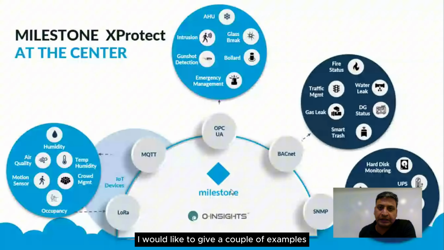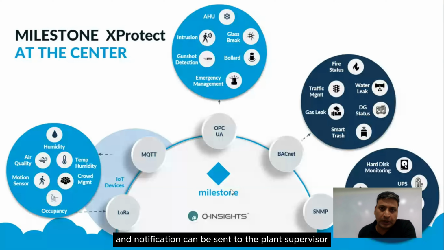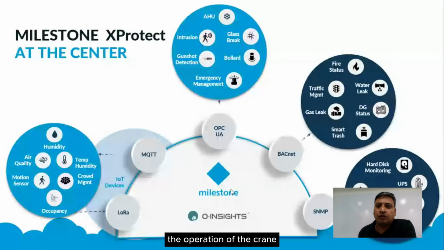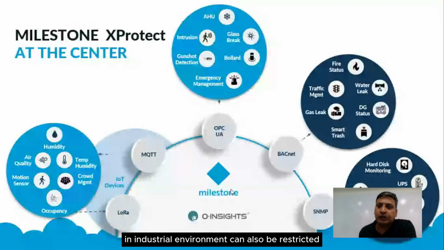I would like to give a couple of examples. Consider a machine is being operated, and to operate it safely, two operators are required. The operating status of the machine can be monitored along with the number of operators present at the machine. In case the machine is operational with only one operator, an alert can be generated and a notification can be sent to the plant supervisor. The operation of a crane in an industrial environment can also be restricted or controlled whenever there is a detection of human or vehicle occupancy in that area.